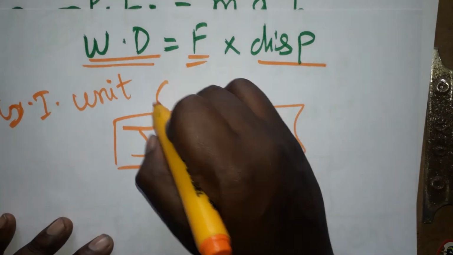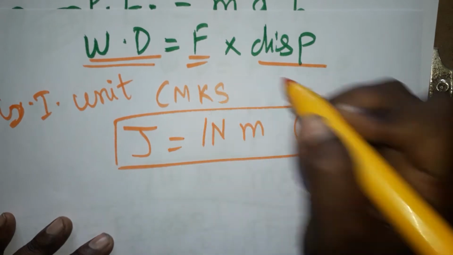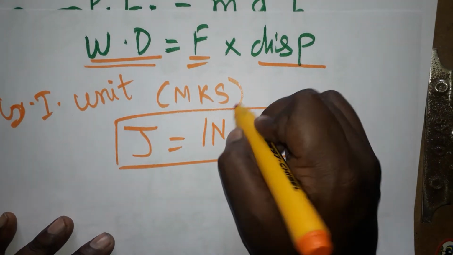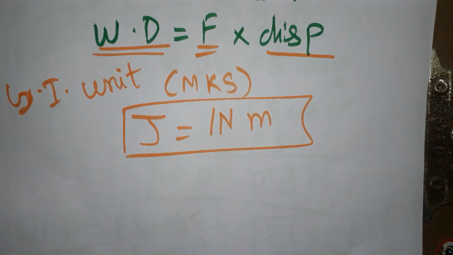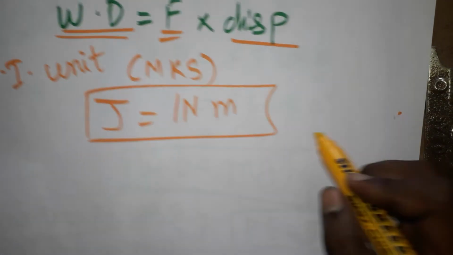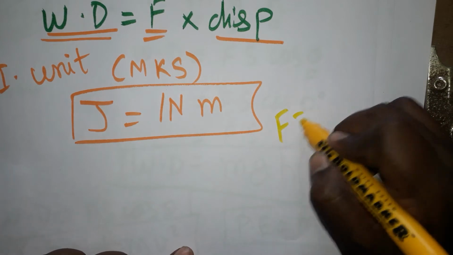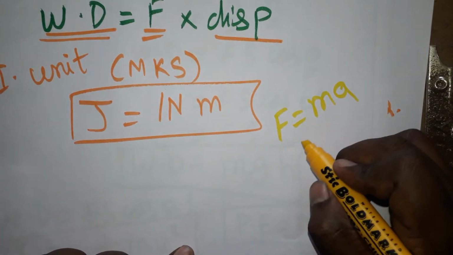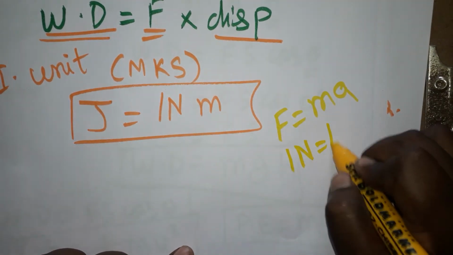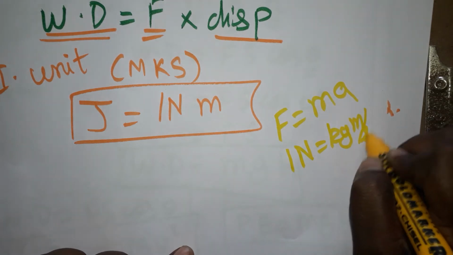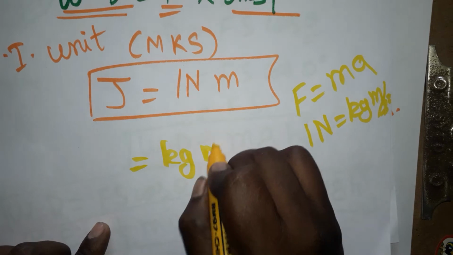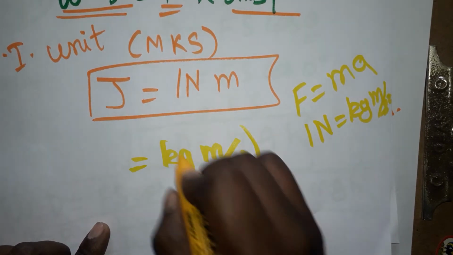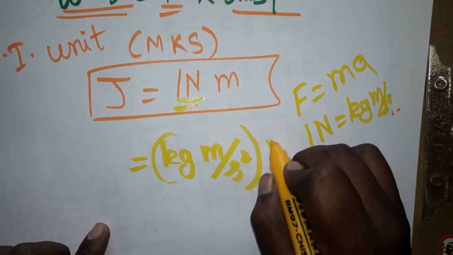SI unit follows the MKS system, meter, kilogram, second. So 1 joule is equal to 1 Newton into meter. What is 1 Newton? Force is the unit of 1 Newton. Force is equal to mass into acceleration. Force is Newton, mass is kg, acceleration is meter by second square. Just substituting here, kg meter by second square, which we take as Newton, into meter.